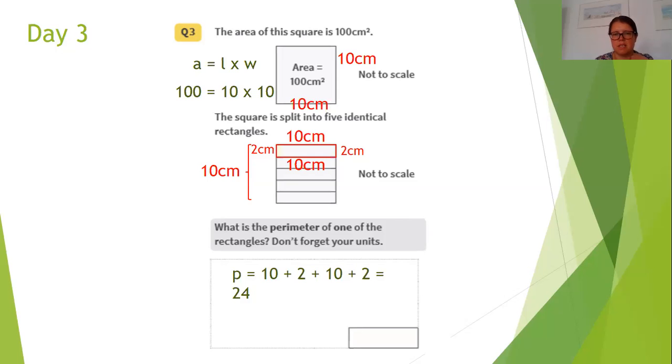But it says finally, don't forget your units. Now it's a length because it's perimeter, so it's not centimeters squared. The perimeter is 24 centimeters, which should be the answer in your box.